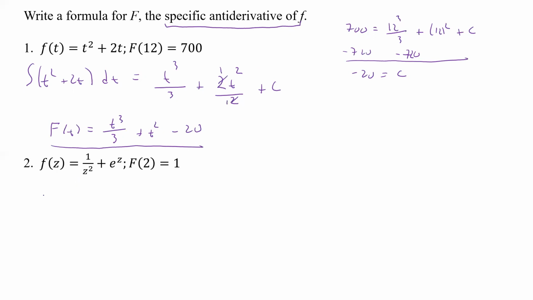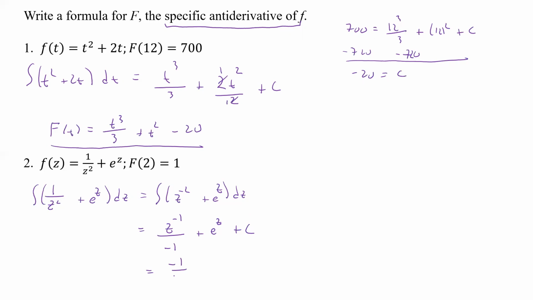All right, what about the next one? Again, we're going to take the integral of 1 over z squared plus e to the z dz. I would suggest that we write that as z to the negative 2 plus e to the z dz, because that's going to make it a little easier. Now we can say, okay, we have our z, add 1, so it's going to be negative 1 over negative 1, plus e to the z, and then plus our c, okay? And then we could rewrite that as, well, z to the negative 1 is going to go down, so it's going to be negative 1 over z plus e to the z plus c.